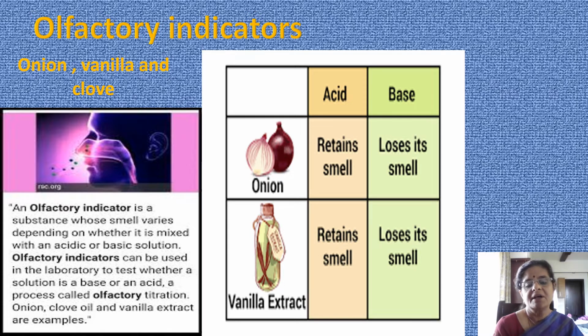The cloth strip where you had put sodium hydroxide, the onion smell would have disappeared. Whereas the cloth strip on which you had put hydrochloric acid, the onion smell remains on it. So this proves that onion retains its smell in acidic medium, and loses its smell in basic medium.